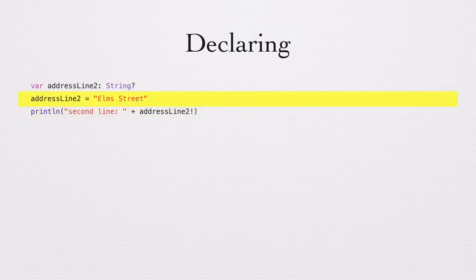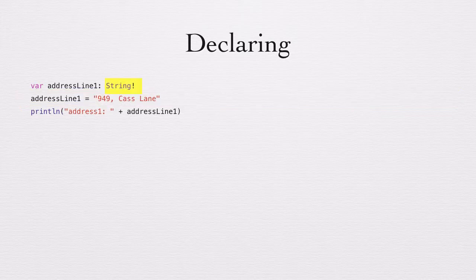What happens if we eliminate this line totally? The address line 2 variable is assigned a default value of nil at the time of its declaration. When you try to print its value on the next line, a runtime error will be generated. You can check for a non-nil value as shown here before trying to unwrap it. The if condition ensures that the variable address line 2 has a valid value before it is used in the further code.